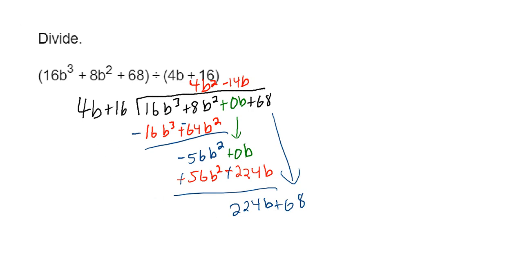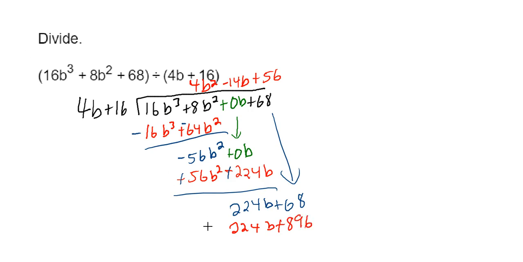So we have one more round to go. What do I multiply to 4b to get 224b? I'm going to take the 224 in my calculator, divide it by 4, and I get 56. So I need to multiply by 56, and we already have b, so we don't need to add any more b's. So we'll get 56 times 4b, which is 224b, and then 56 times 16. Again, I'll use my calculator, and I'll get 896.